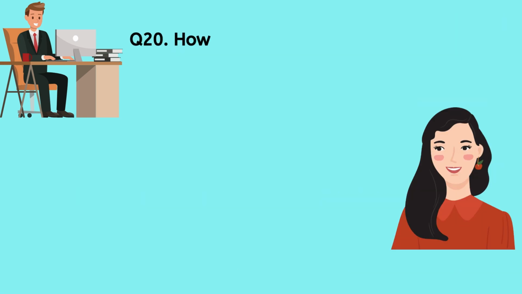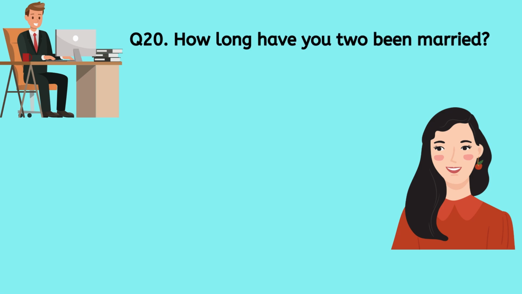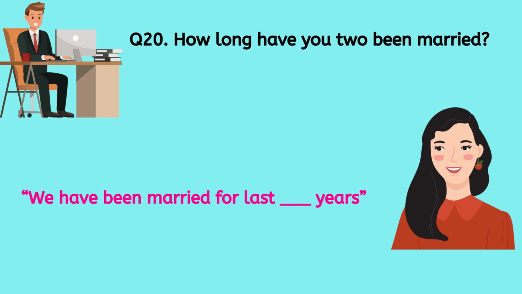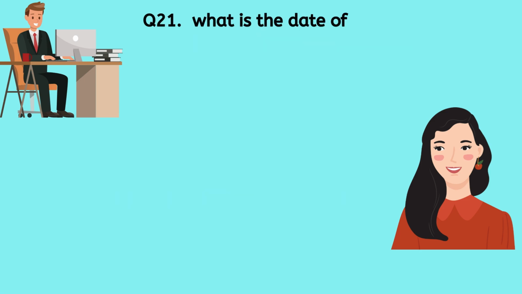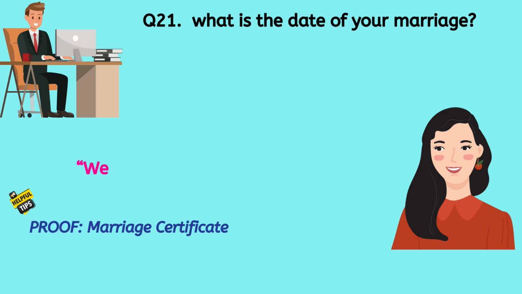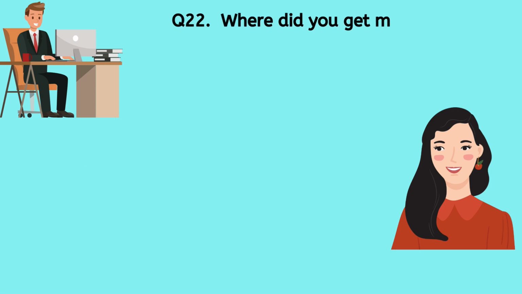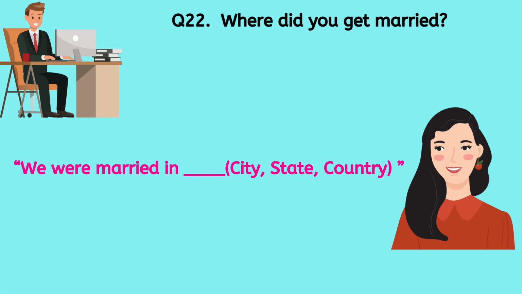Now they might want to know a little bit about your marriage. How long have you been married? And you could simply answer, we've been married for these many years. Then they could ask you, what is the date of your marriage? And you could say, we were married on, say for example, 21st of June 2012. Where did you get married? And mention the name of the city, the state, or the country where you got married.